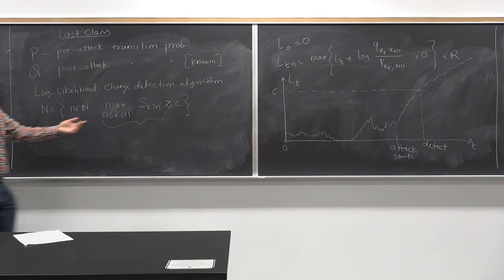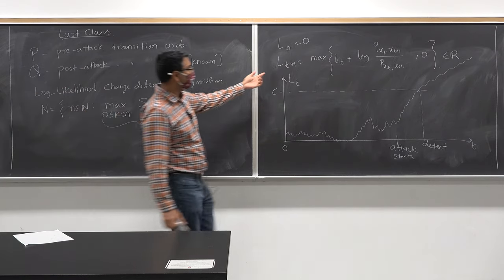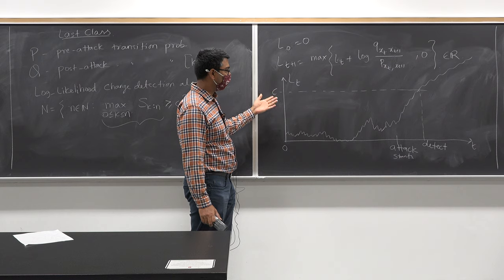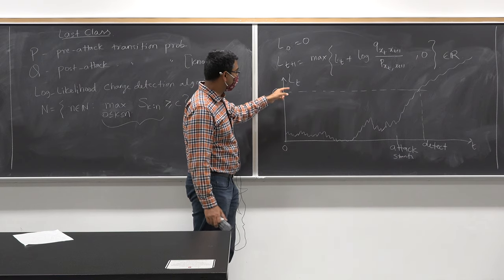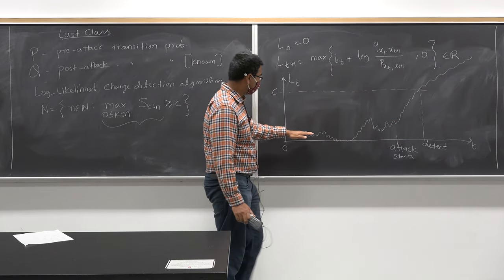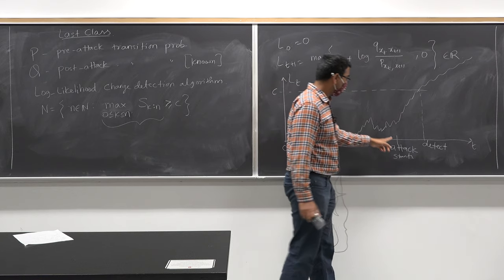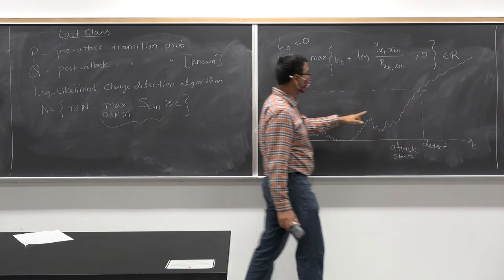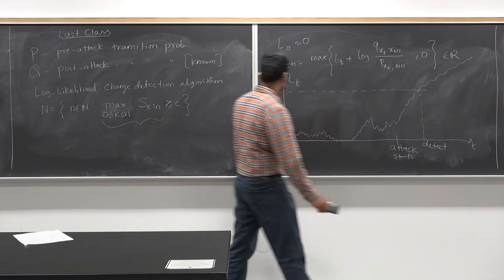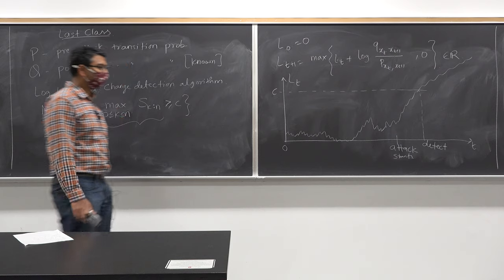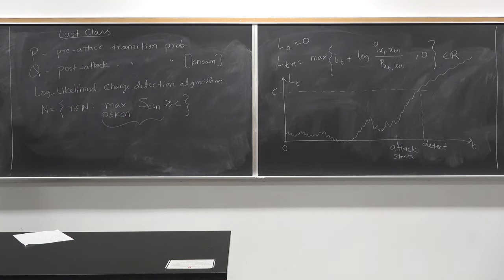So this is hard to store in the memory. This is very easy to store in the memory. Checking whether this number is greater than C or not is very easy. It's just an if loop. And if you look at the evolution of LT over time, it looks something like this. It is close to zero most of the time. And then at some point of time, attack starts, and LT starts increasing. Then it exceeds the threshold C, and you raise the alarm that, hey, look, something is fishy, something is going wrong. There's an attack happening on the system. Does that make sense?